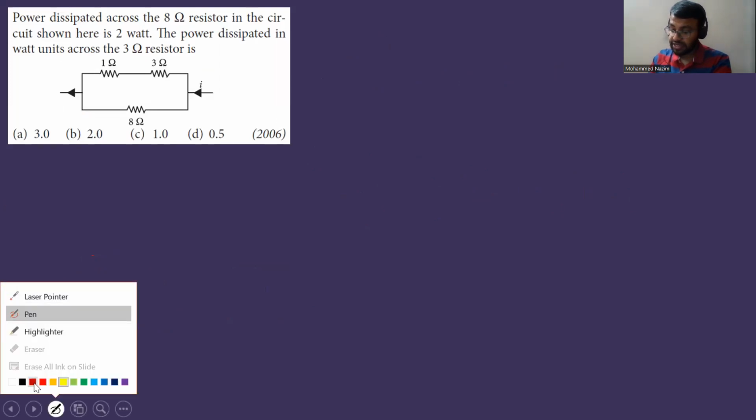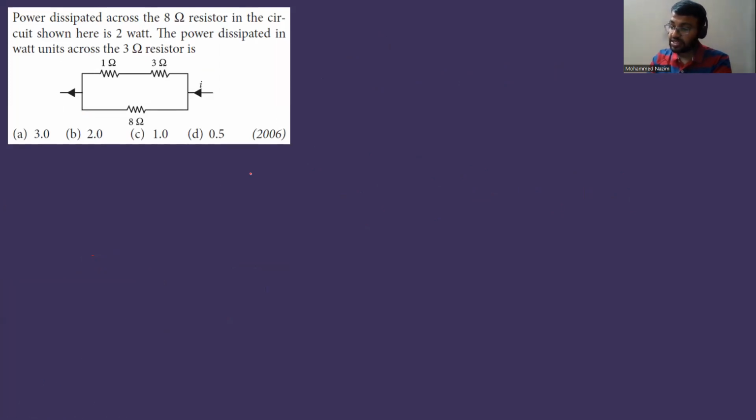What does the next question state? Power dissipated across the 8 ohm resistor is 2 watt. The power dissipated across the 3 ohm resistor will be. So here, what you can do, 3 ohm and 1 ohm are connected in series, which is very much obvious. Try to do that first. Just leave the question first. What is obvious? 3 ohm and 1 ohm are connected in series. So try to find the equivalent resistance of that first. So 3 plus 1 is going to be 4 ohms.